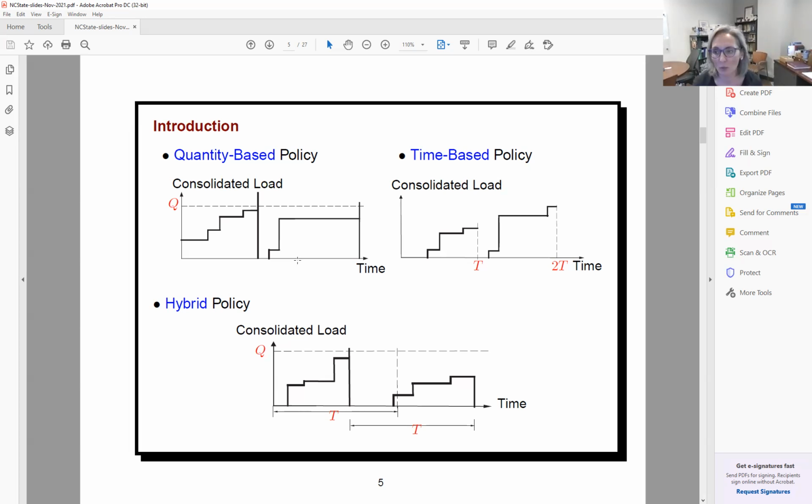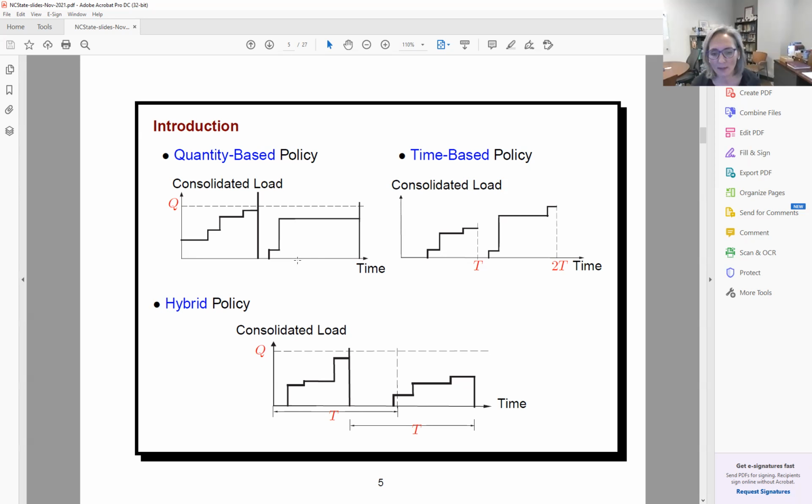Hybrid policies are designed to balance, I should say, the advantages and disadvantages of quantity and time-based policies. Under a hybrid policy, you have both a quantity threshold and a shipment frequency. Your quantity threshold is Q. Your frequency is T. And the way the hybrid policy works is as follows.